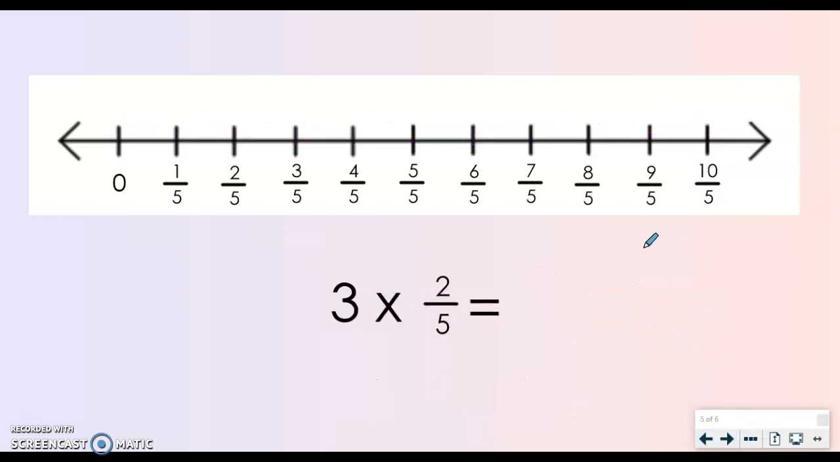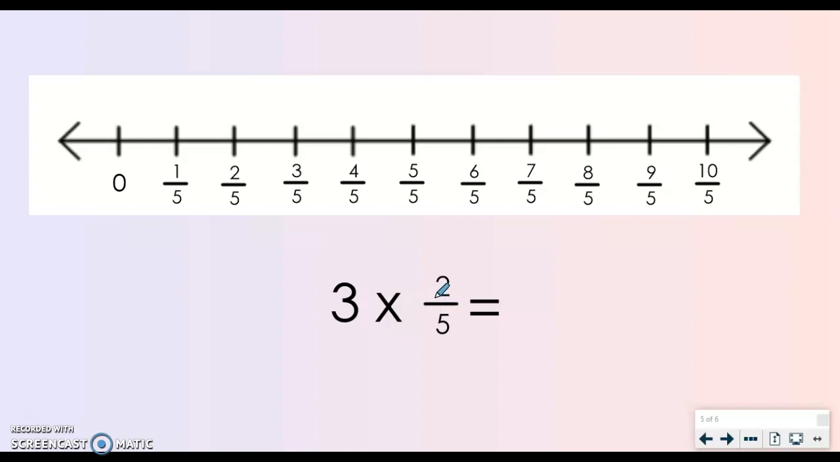Let's go ahead and try another one. So that was multiplying a unit fraction on a number line. This time we're just going to multiply a regular non-unit fraction using the number line as well. So here we have 3 times 2/5.